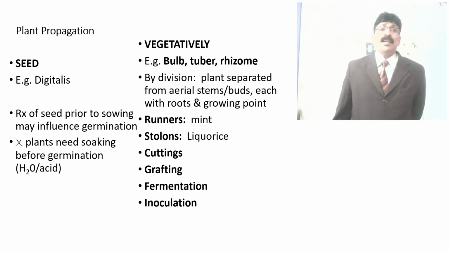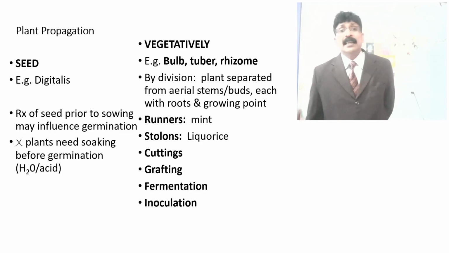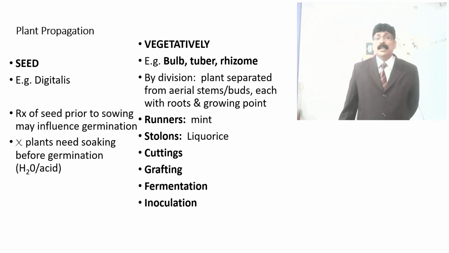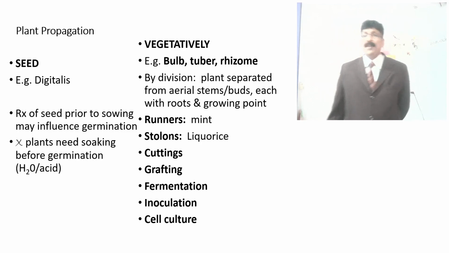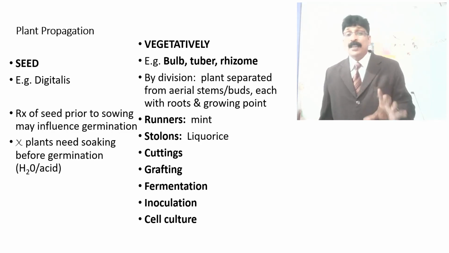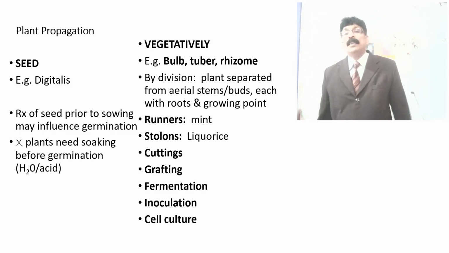Plant propagation can be by seeds, and vegetatively it can also be done by grafting, fermentation. Inoculations can also be done. Cell culture, because we have a chapter on tissue culture, one more big chapter, one unit. So in that we will discuss tissue culture. So that is also plant propagation.